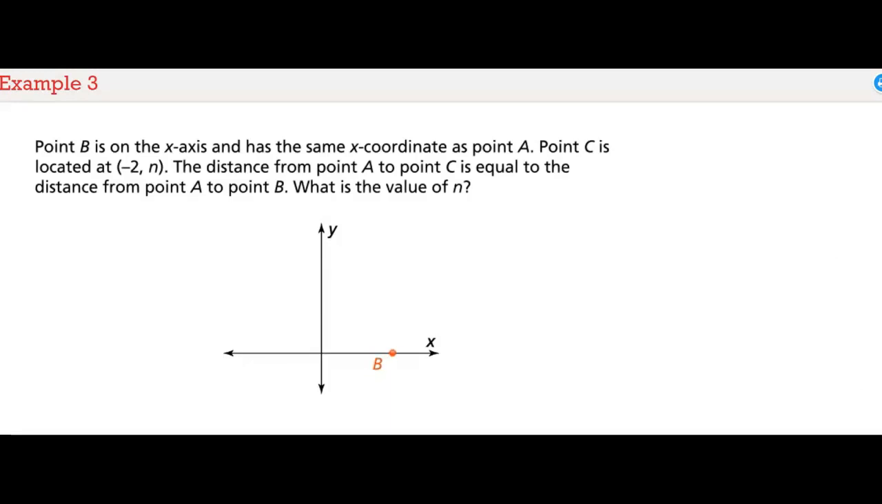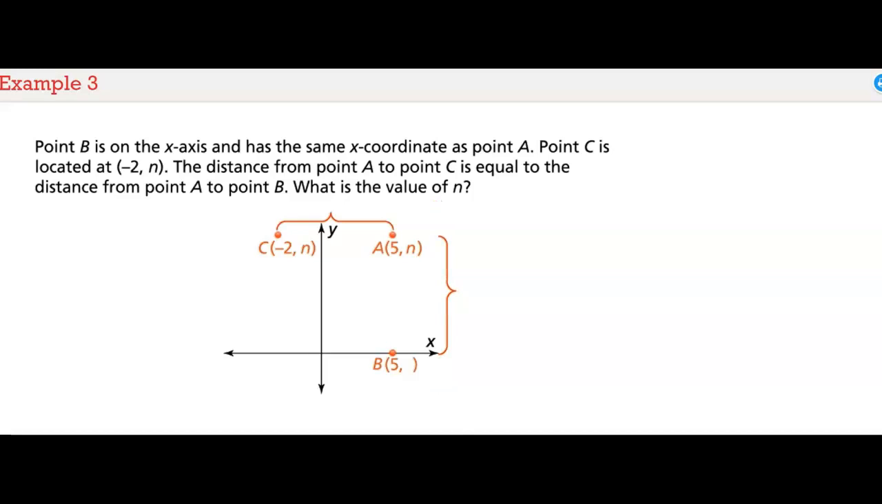Point B is on the x-axis and has the same x-coordinate as point A. Point C has an x-coordinate of -2 and a y-coordinate of n. The distance from point A to point C is equal to the distance from point A to point B. What is the value of n?